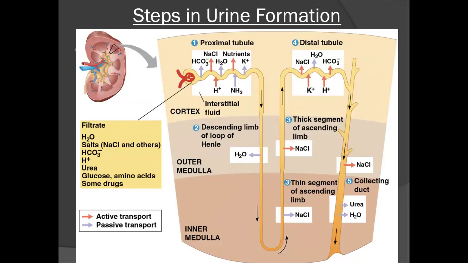Please take a look at this diagram to understand the overall steps in urine formation that were described in the previous slides. Note where active transport and passive transport occurs and the movement of important substances such as water, bicarbonate, hydrogen, potassium, ammonia, as well as sodium chloride.